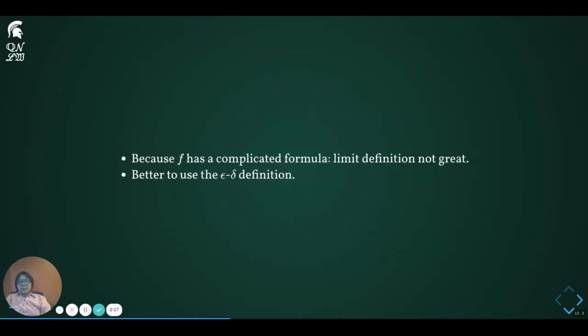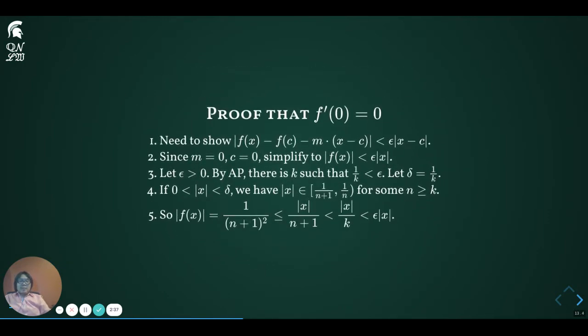As mentioned before, because of the complicated piecewise formula that defines the function f, the limit definition is not ideal for treating whether the function is differentiable. Instead, we'll show how to prove that the function f is differentiable at 0 using the epsilon delta definition. Let's go through the proof step by step. We will show that the derivative of f at 0 is, in fact, 0.